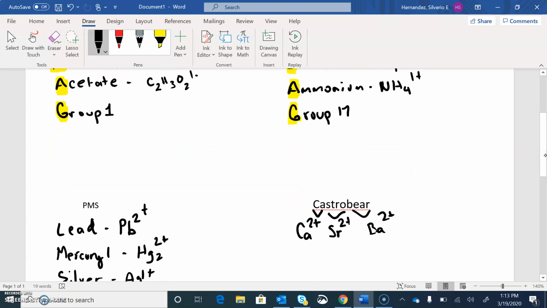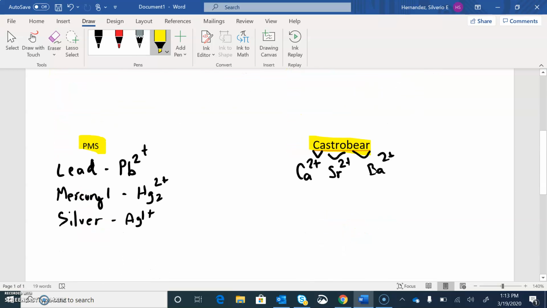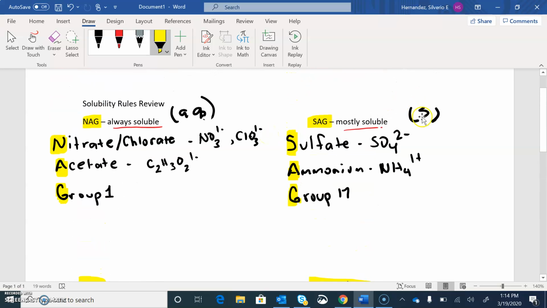So let's talk about these two things I have listed down here, one is PMS and the other is Castro-Bear. PMS is made up of a specific ion of lead, which is the positive 2 charge, mercury 1, and there's a formula, and silver. There's a formula for those ions. Castro-Bear is made up of calcium, strontium, and barium, which are all positive 2 ions found in group 2. So what can I combine with the sulfate ion that's going to produce this solid up here?